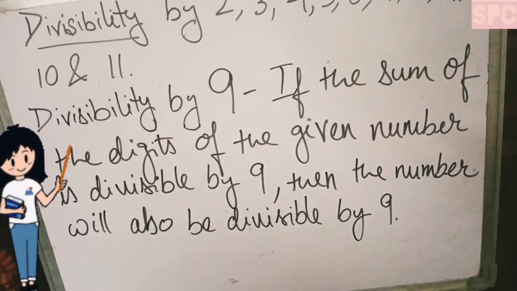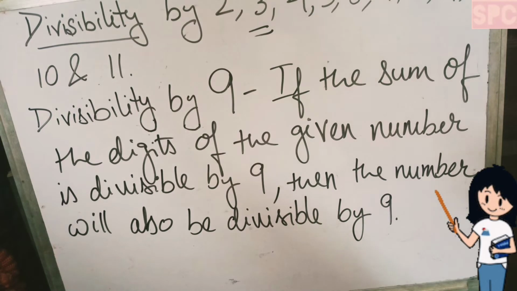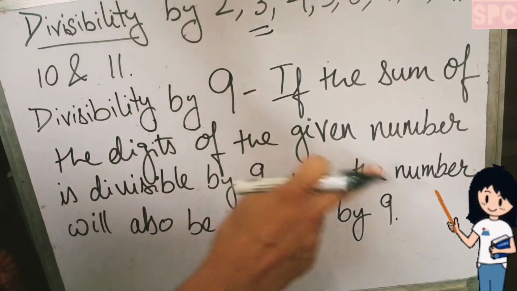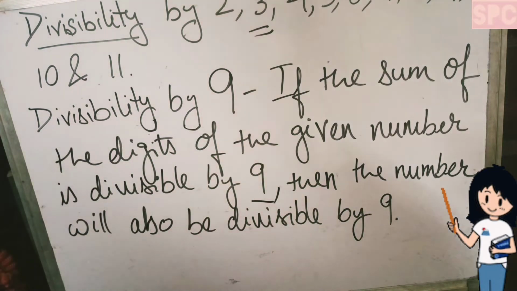Now children, the divisibility by 9 is very simple, just similar to number 3. For checking the divisibility by 3, we had to see whether the sum of all the digits of the given number is divisible by 3 or not. The same concept is here also. If the sum of the digits of the given number is divisible by 9, then that entire number will be divisible by 9. So you just have to add all the digits and see what the sum is. If the sum is divisible by 9, then that number will also be divisible by 9. Let's understand this with the help of an example.